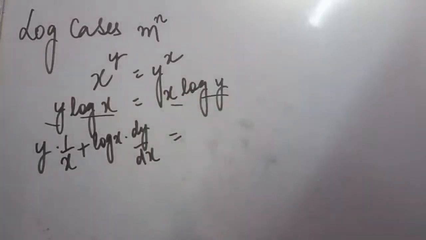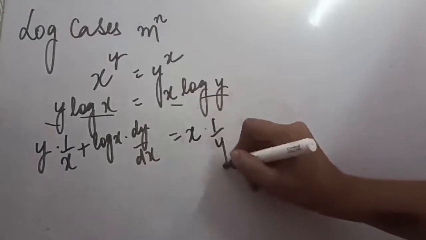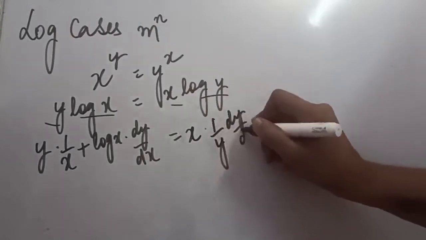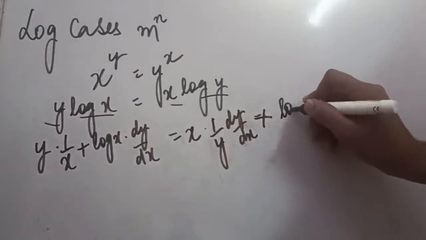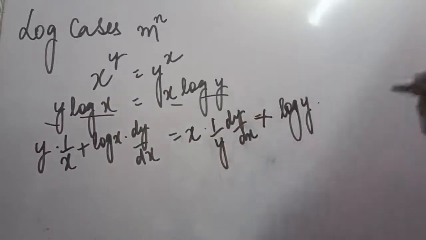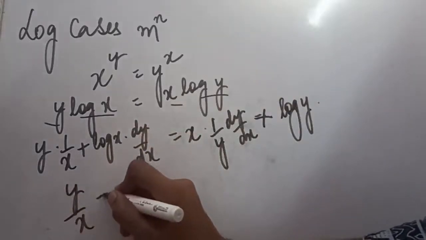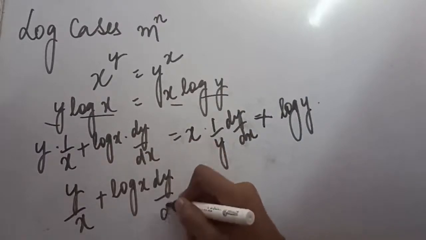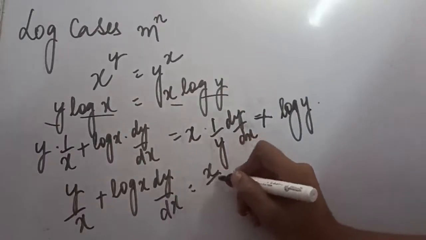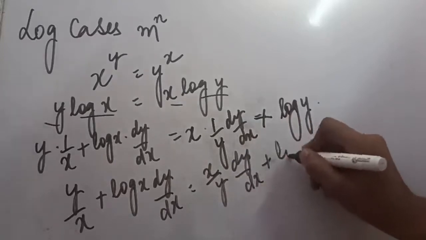Coming to the right hand side, x, differentiation of log y will be 1 upon y dy upon dx plus log y, and differentiation of x will be 1, so we need not write this. So here we are having y upon x plus log x into dy upon dx, and on the right hand side we have x upon y dy upon dx plus log y.